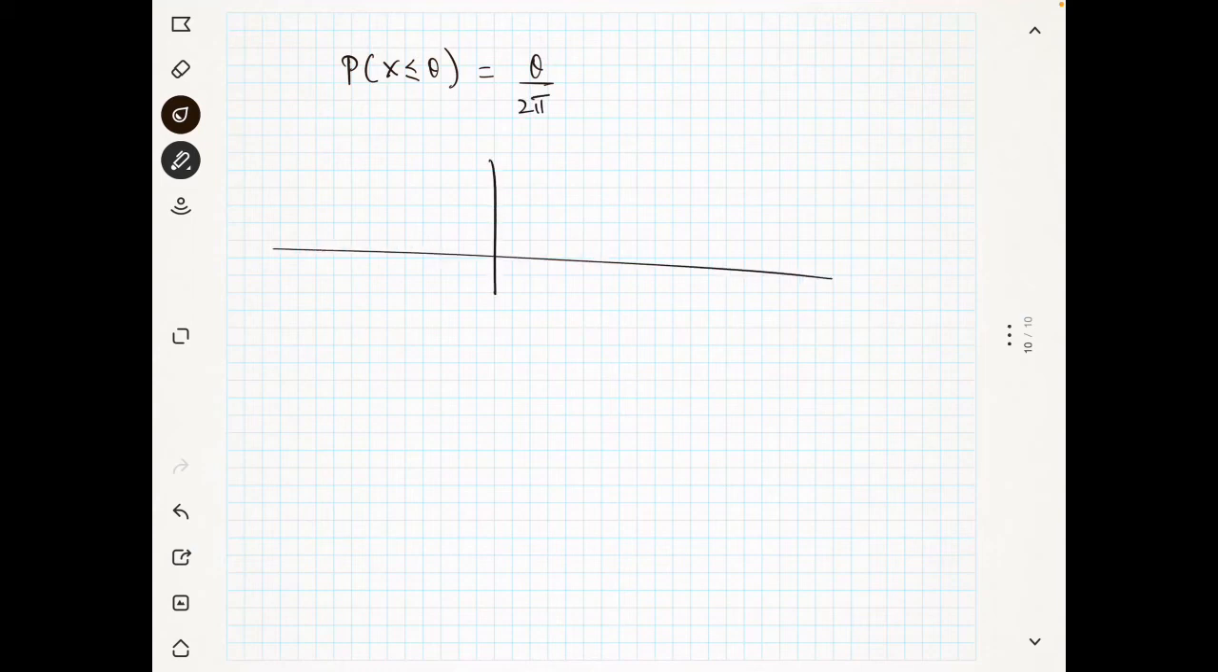Now you see here, this is 0 and this is 2 pi. Now you can see your random variable takes a value; what is the probability that x is less than or equal to 0? There is nothing before 0, so all these probabilities are 0. If you take any value theta here, the probability that x is less than or equal to theta is nothing but theta by 2 pi.